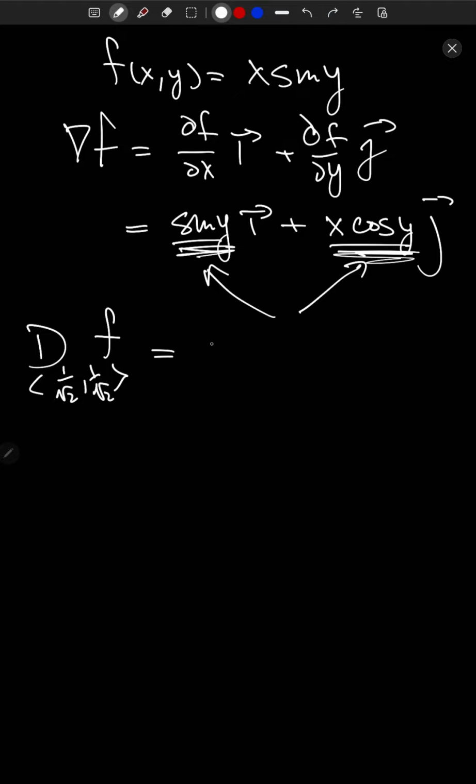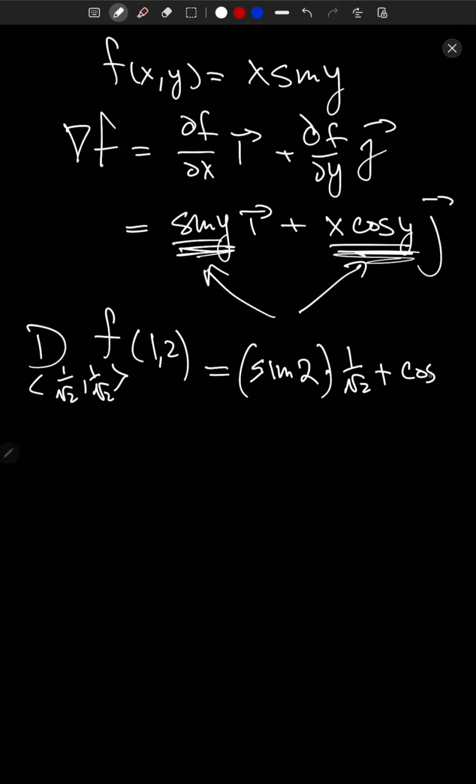There we go. I should actually put in a point, right? At (1, 2). That's equal to sine of 2 times 1 over root 2 plus x cosine y is 1 times cos 2 times 1 over root 2. That's it.